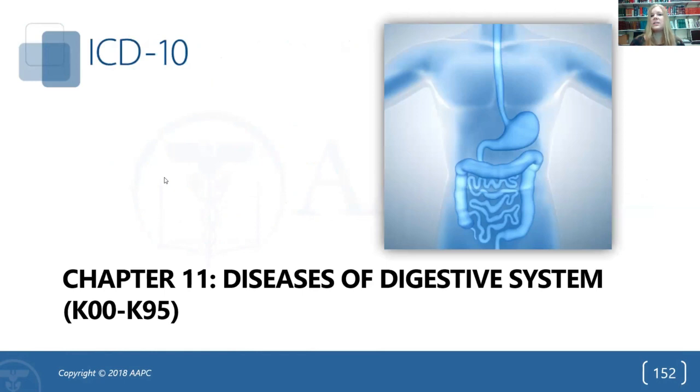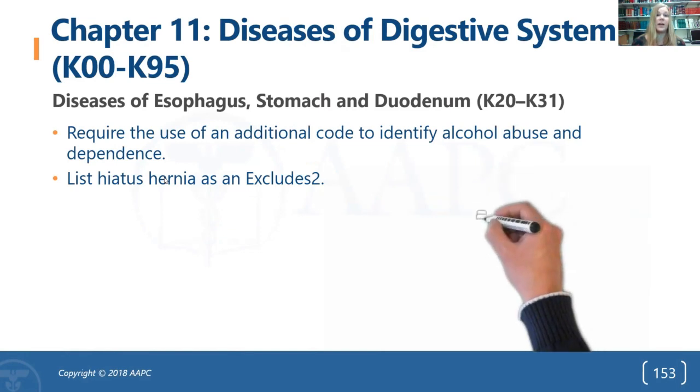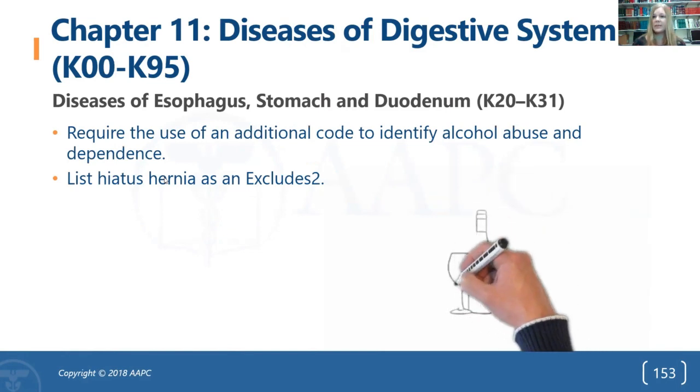Chapter 11 is diseases of the digestive system, and this is another one where we don't currently have a lot of chapter-specific guidelines. So this code range is K00 through K95. Esophagus, stomach, and duodenum. There are certain codes in the subcategory for esophagus, stomach, and duodenum that require the use of an additional code to identify alcohol use, abuse, or dependence, and that's required to be documented to meet that level of specificity.